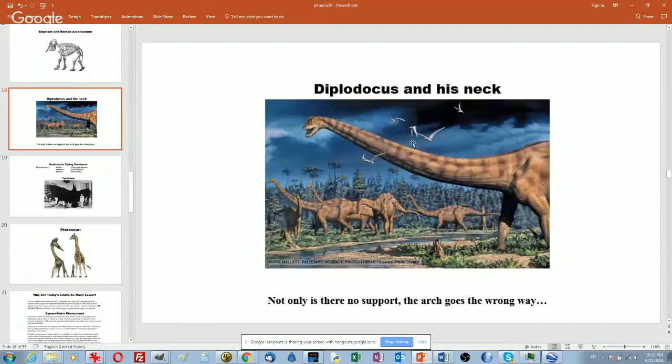In the case of the dinosaurs, which would hold their necks outwards, you not only don't have any supporting structure at all, but the arch goes the wrong way. This is completely horrible. There is no building inspector in North America who could be bribed sufficiently to let you hang a 40,000-pound weight off into space like that. That's just crazy.